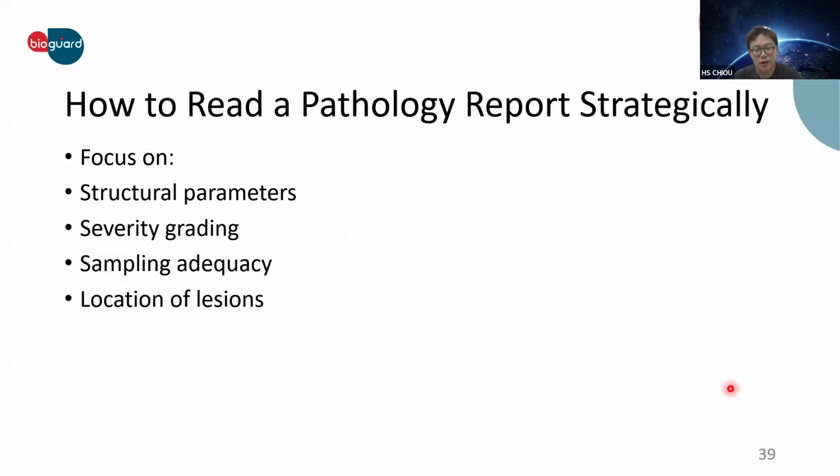When you read a pathology report, try not to focus only on the inflammatory terminology. Words like moderate lymphoplasmacytosis can sound dramatic, but they don't tell the whole story. Instead, ask yourself a few practical questions. Is the villous architecture preserved? Is there crypt distortion? Is fibrosis mentioned? Are the lesions diffuse or focal? And were all clinically suspected lesions actually sampled? Because location matters, and severity grading should always be interpreted in the context of the patient sitting in front of you. The pathology report is part of the puzzle, not the final answer.